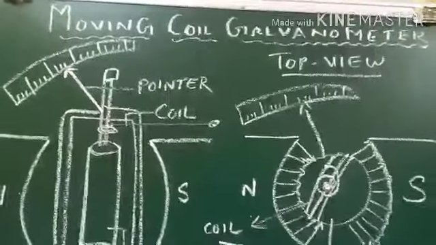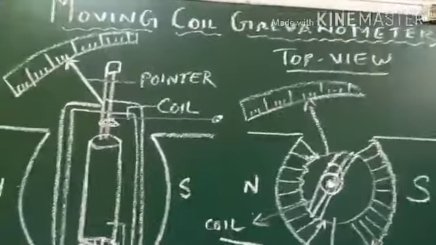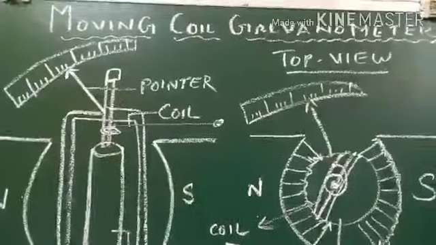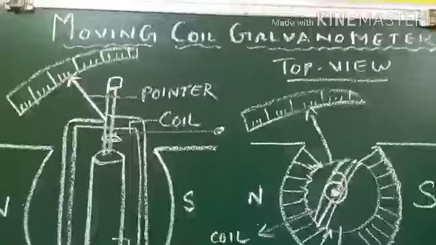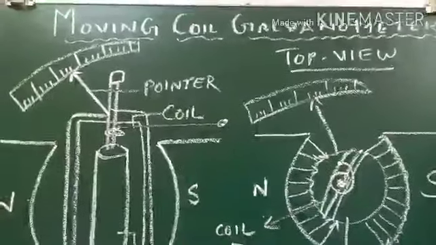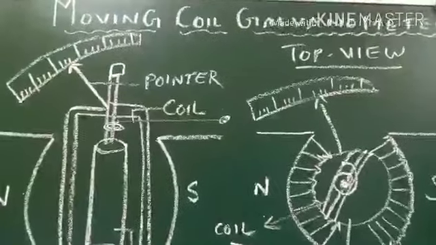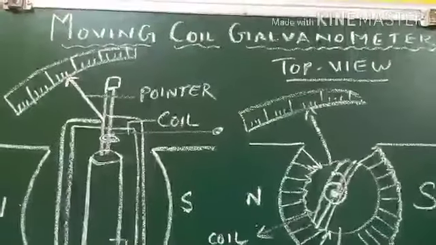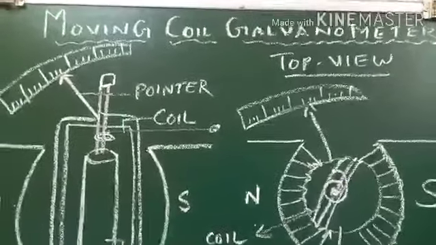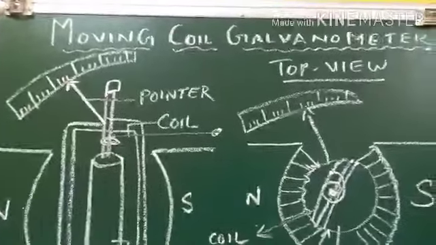In some galvanometers, the magnet is at rest and the coil is moving. That is called a moving coil galvanometer. In the other galvanometer, the magnet will be rotating and the coil is stationary. That is the moving magnet galvanometer. In your syllabus, it is the moving coil galvanometer.